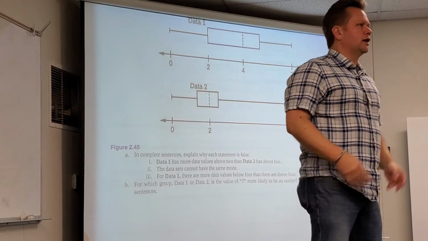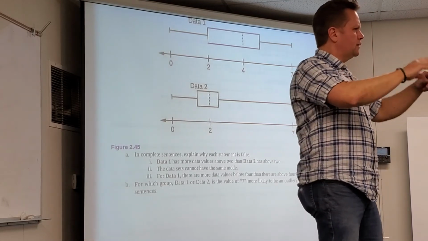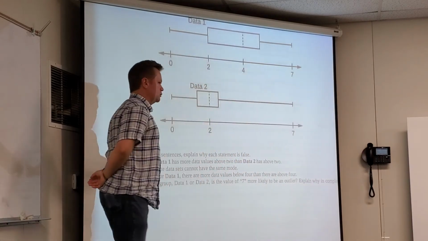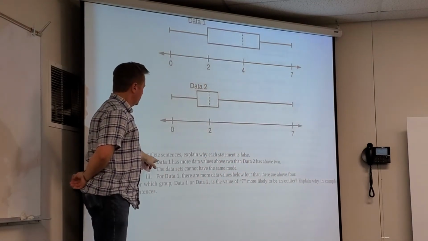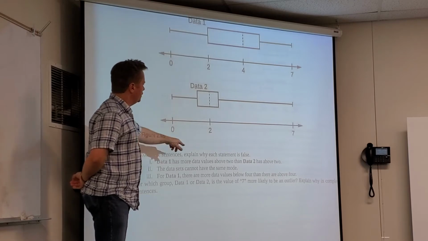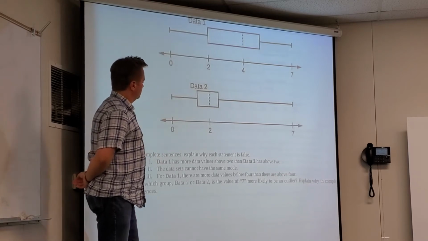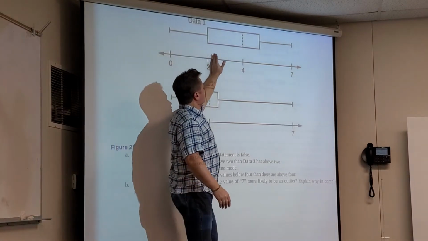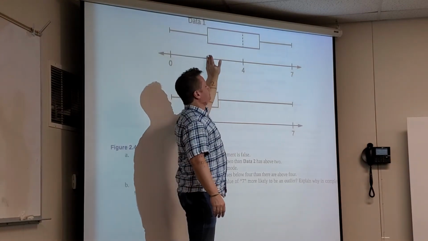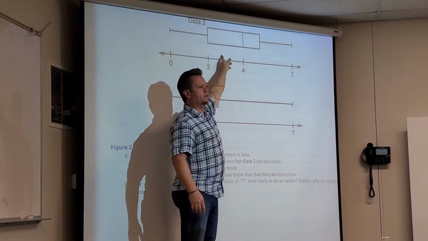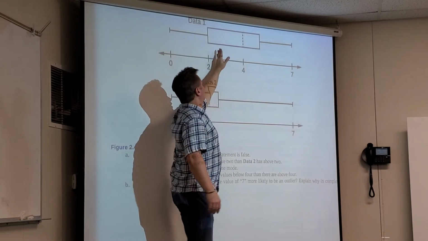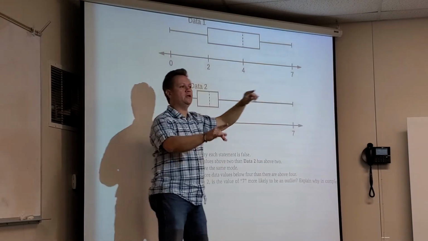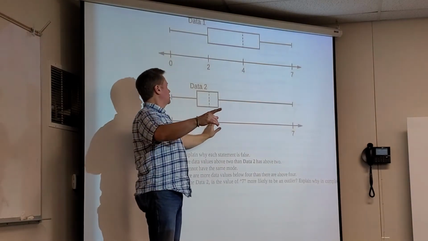So the questions don't exactly say what I just said, but the more you understand what I just said, the more these questions will make sense. It asks you something really strange. Why is this false? Data 1 has more values above 2 than data 2. Now, does data 1 have a larger percentage? What percentage is above 2 for data 1? What percentage is below 2? 25. So what percentage is above 2? 75%.